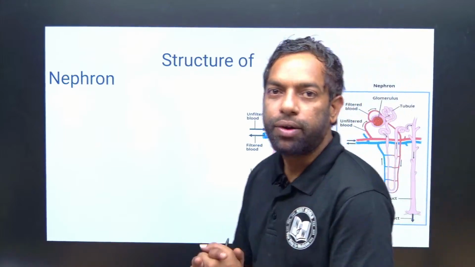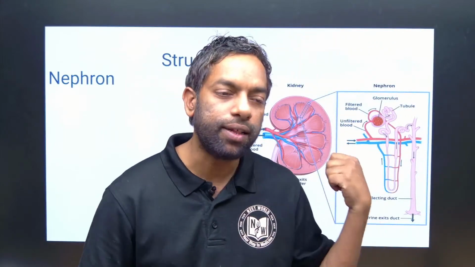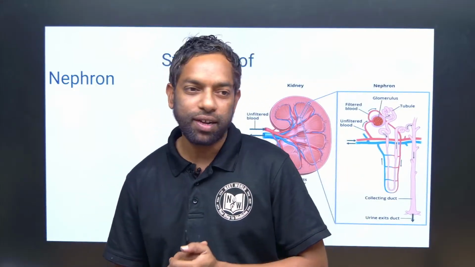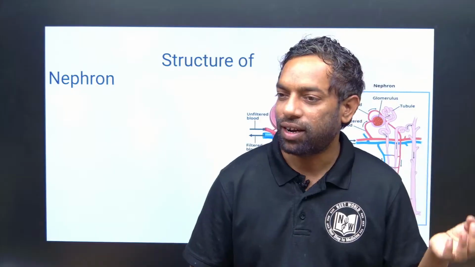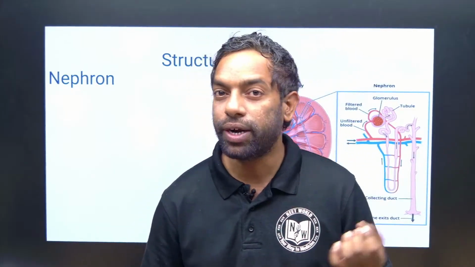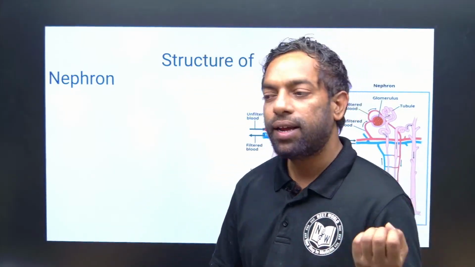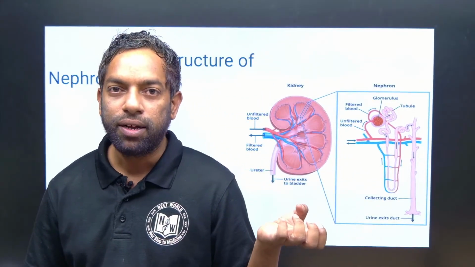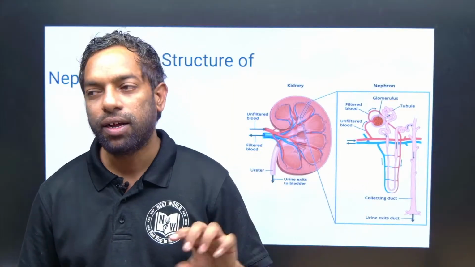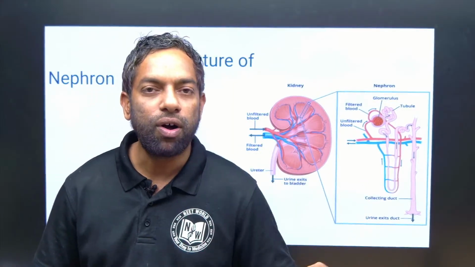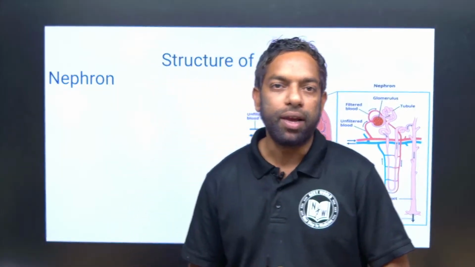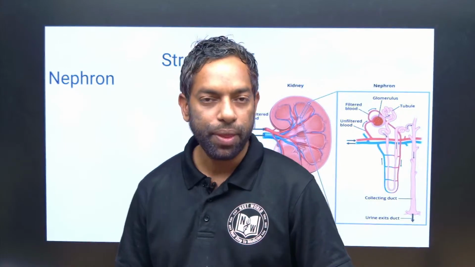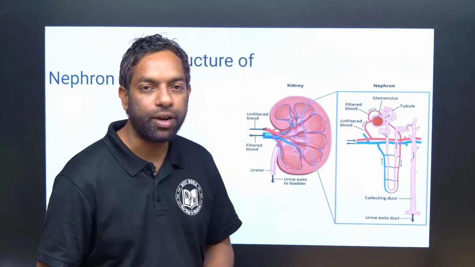Hi guys, today we are going to discuss another important topic, the nephron. Nephrons are the structural and functional unit of the kidney. The kidney filters urea from the blood, and the nephrons are the main parts involved in the filtering. Today in class we are going to discuss the structure of the nephron.